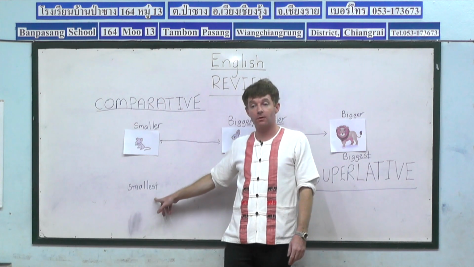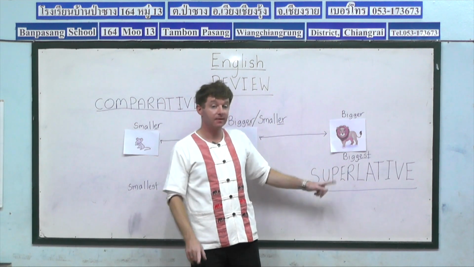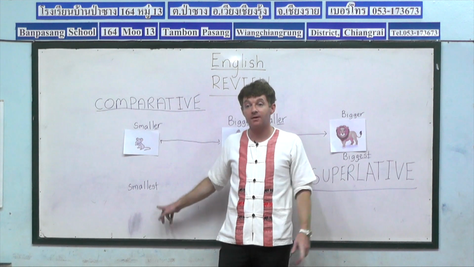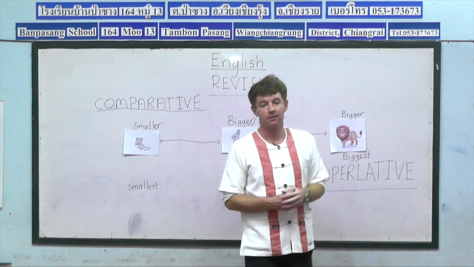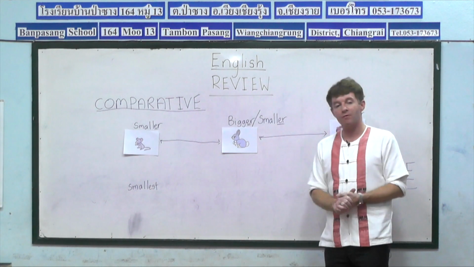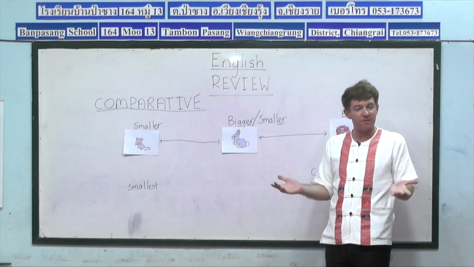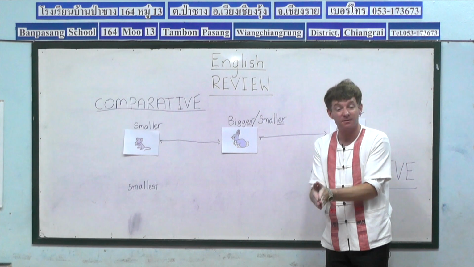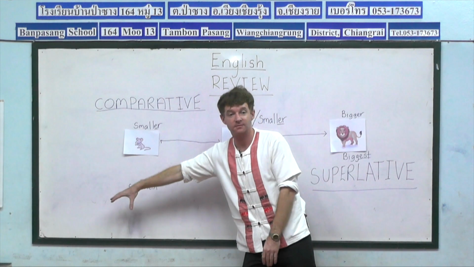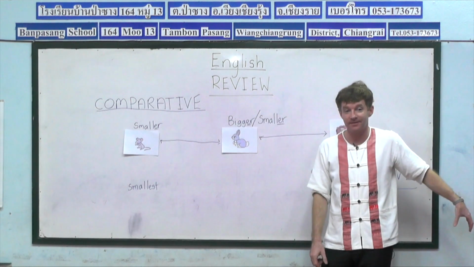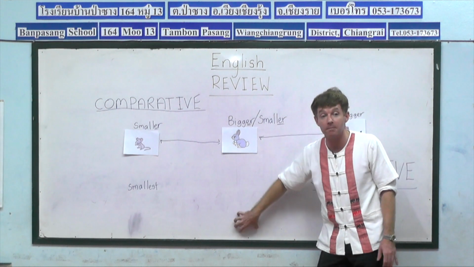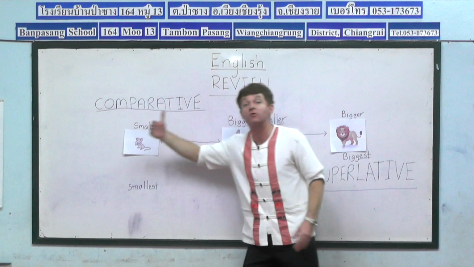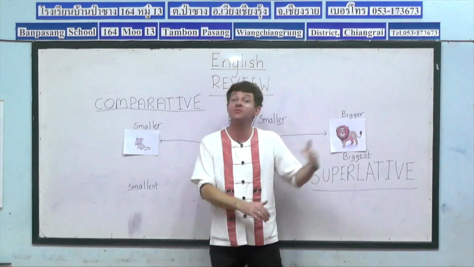Smallest, biggest. Superlatives. But what do you notice about the rabbit? Nothing for the rabbit. The rabbit is in the middle. It's not the smallest. It's not the biggest. So when we have superlatives, there's nothing going in the middle. We only talk about the smallest and the biggest.